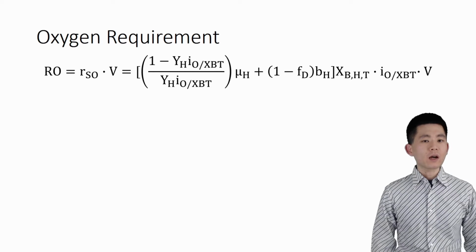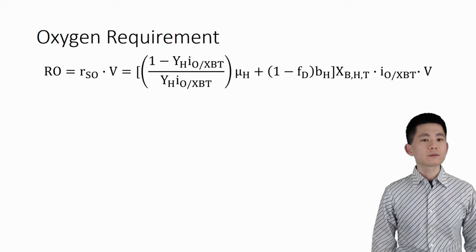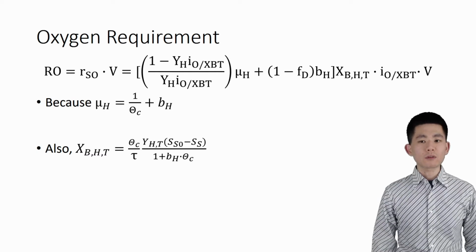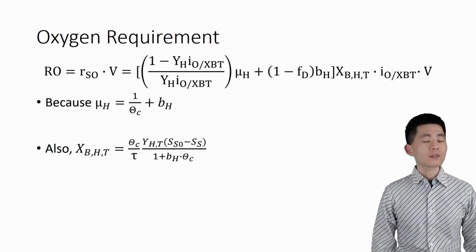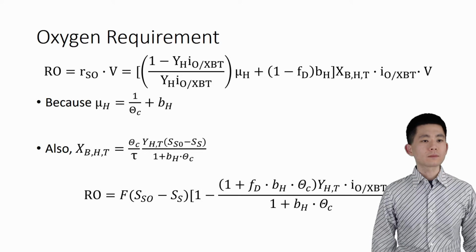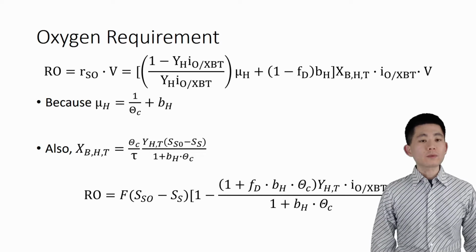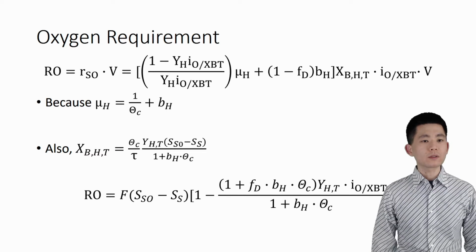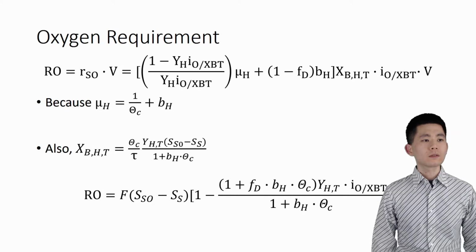We can expand the oxygen consumption expression. From previous deductions, we know that for the biomass separator configuration, the growth rate can be expressed by 1 over SRT plus specific decay rate. And the active biomass concentration can be described by the mass balance of soluble substrate after substituting the growth rate expression. Finally, we can substitute the expression for active biomass concentration in the oxygen requirement equation to get this. Does it look familiar?